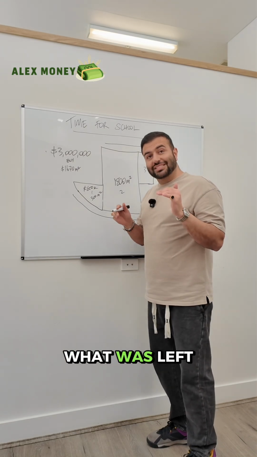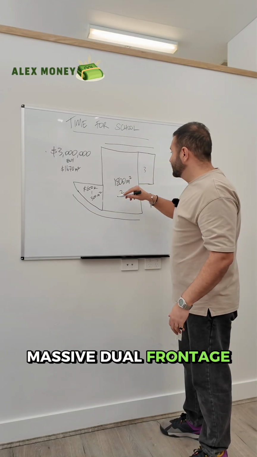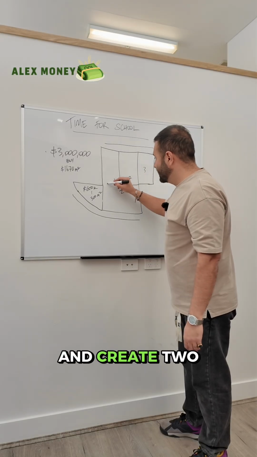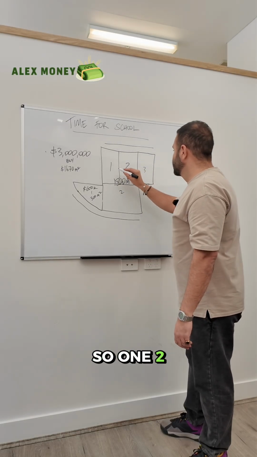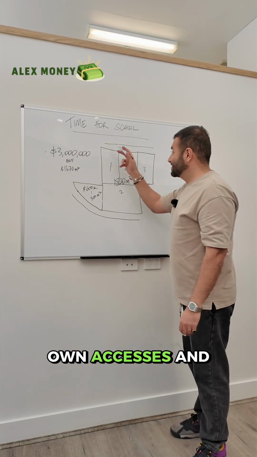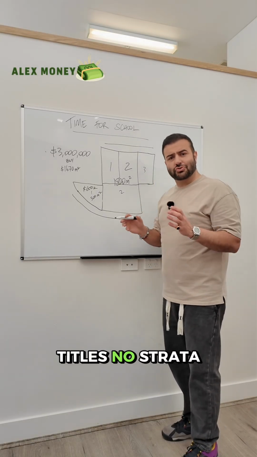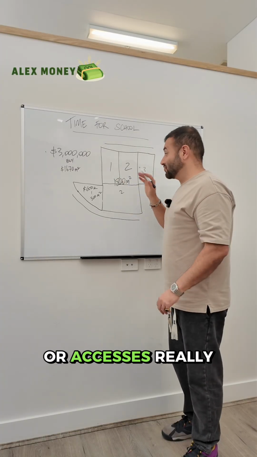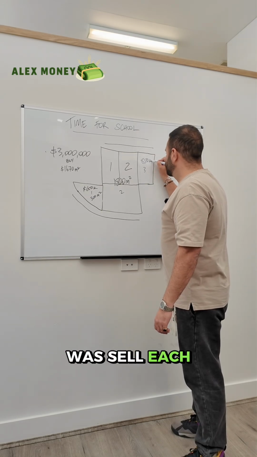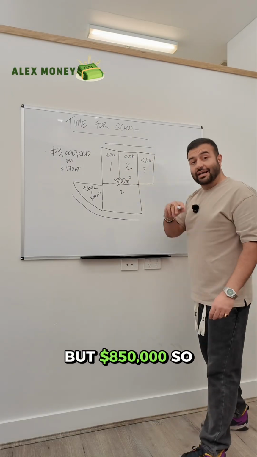Okay, so then with what was left, what I did was go to council and say, okay, we've got a property here that's got a massive dual frontage. I've got a title here, but what I also want to do is split this down and create 2 more titles. So 1, 2, 3 titles there, separately fronted, and because they were separately fronted and had their own accesses and crossovers, these were going to be, in South Australia we call Torrens title. So no community titles, no strata titles, no shared driveways or accesses. Really, really valuable. What I was able to do once I got that subdivision was sell each one of these for $850,000, excuse my horrible handwriting.